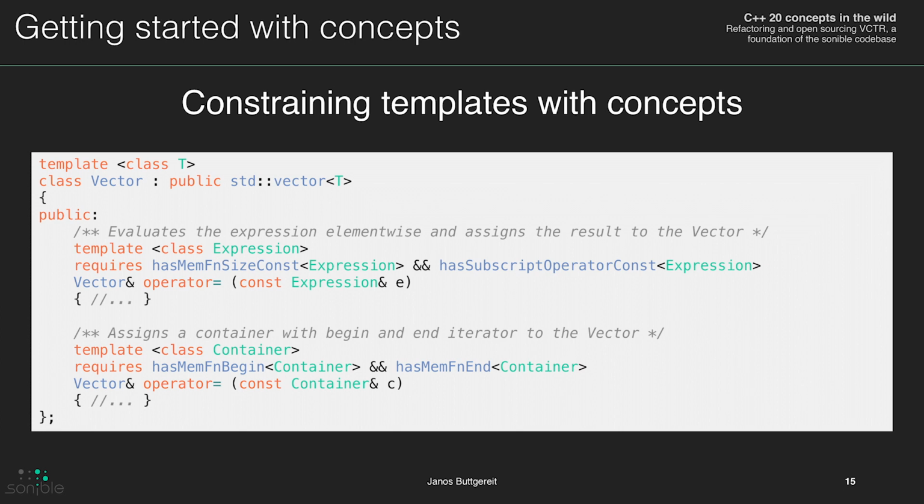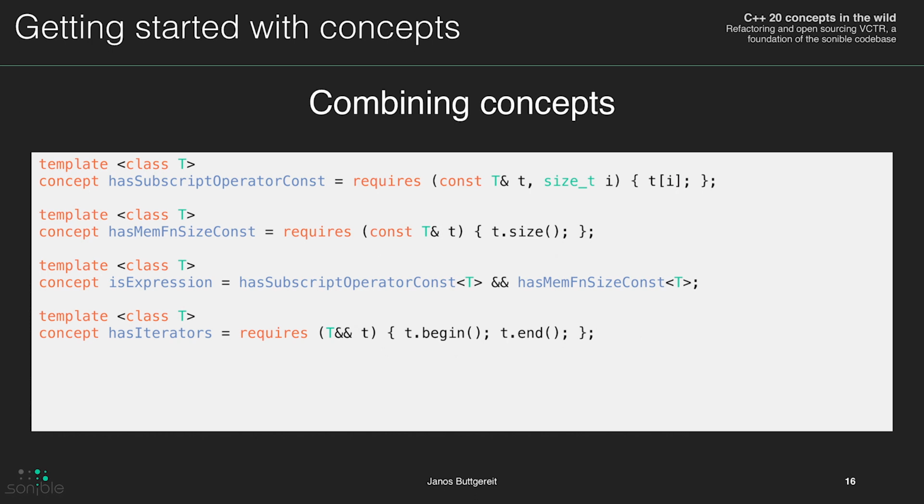But we can do better. We can wrap all these combinations into a single requirement. So we can combine concepts. We can write this is-expression concept, which is basically the logical and conjunction of the has subscript operator and has mem size function size.